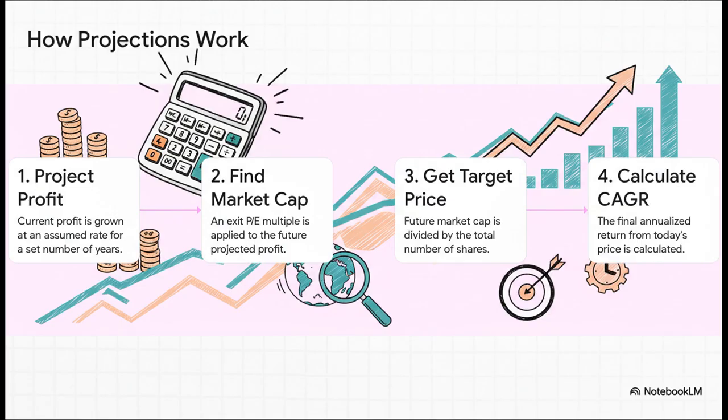First, it projects the future profit using whatever growth rate you plug in. Second, it figures out a future market cap by applying what's called an exit multiple, like a PE ratio. Third, it just divides that by the number of shares to get a target price. And finally, and this is the important part, it calculates your potential annualized return, or CAGR. It's a simple, transparent, four-step process.